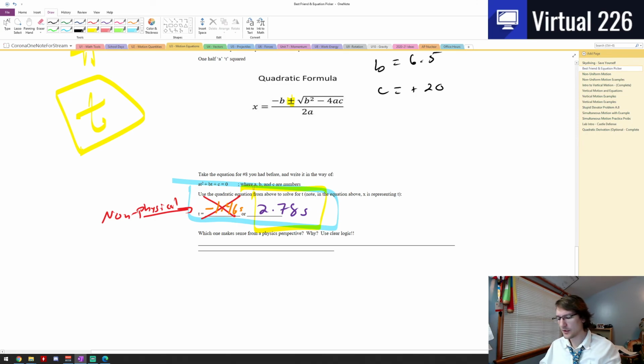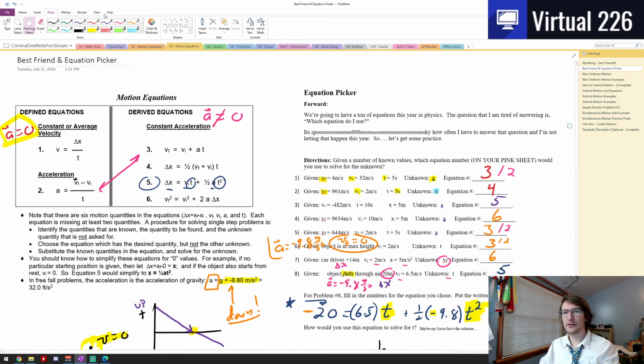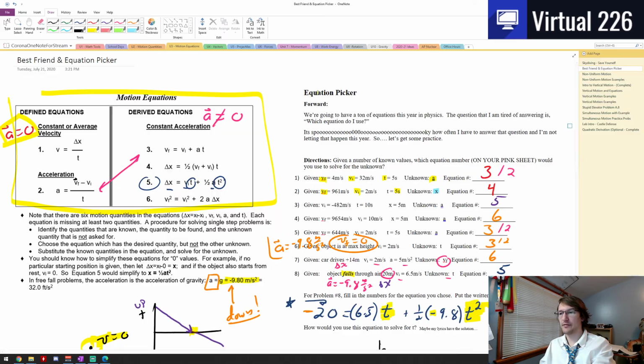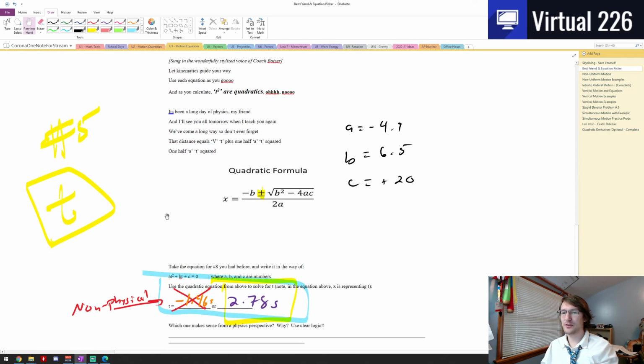Okay, so that is not only our best friend, all these equations, which I said were located in the objective section in the Google Drive, but it's also the equation picker on how to actually go ahead and use these equations. And you need to be a little careful if you ever have equation number 5 and you're looking for the time, because it will be a quadratic, and it will be quadratic time.